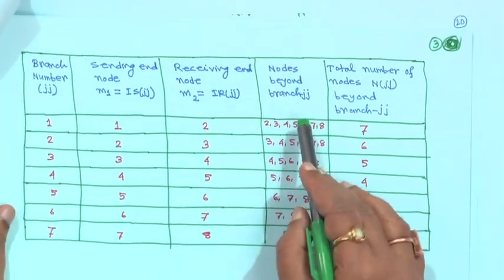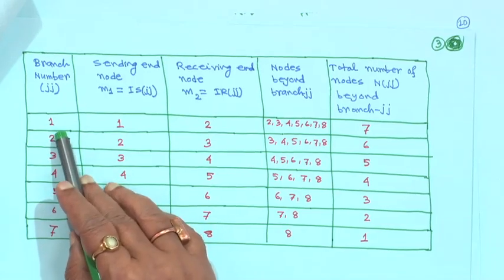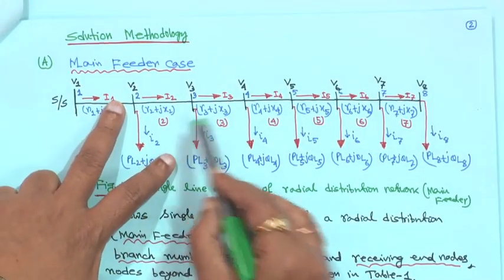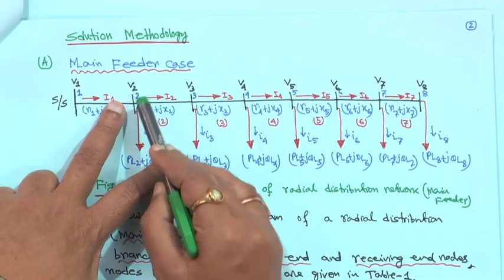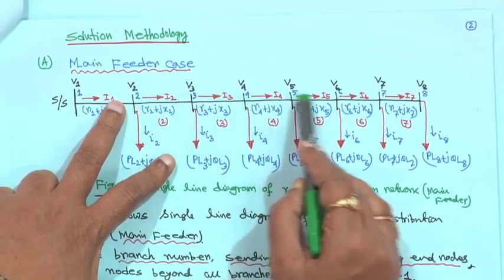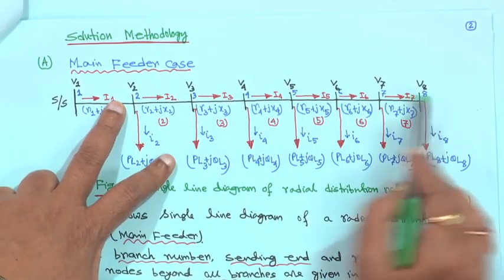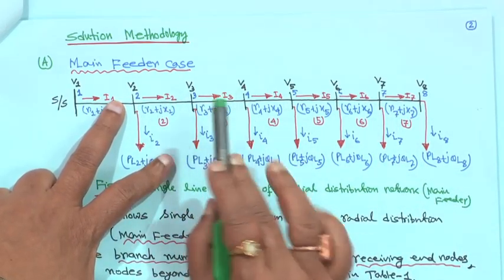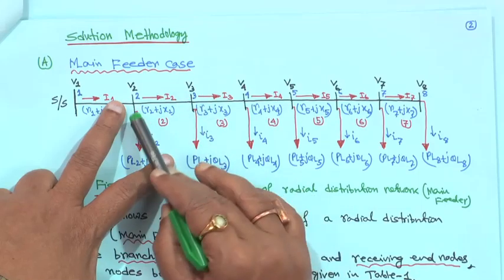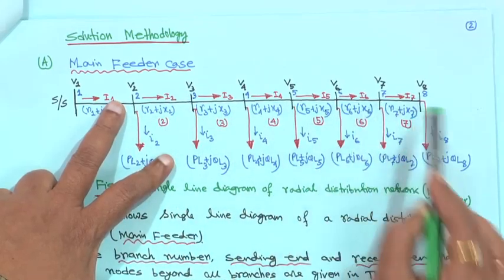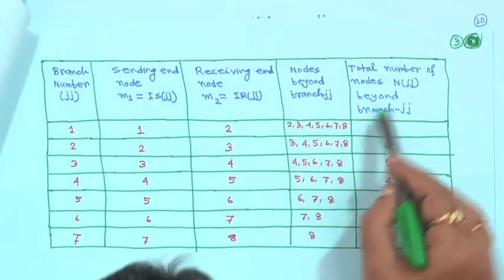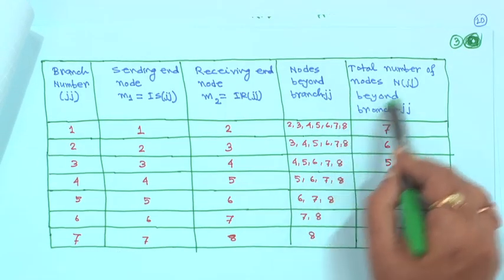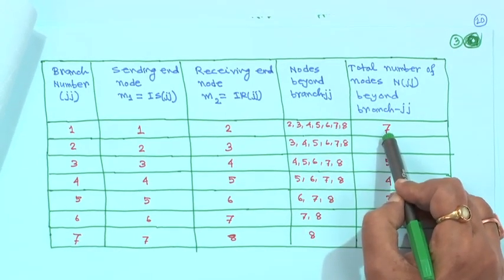So, nodes beyond branch JJ. This is branch 1. How many nodes are there beyond? First you count 1, 2, 3, 4, 5, 6, 7. 7 nodes are there, starting from 2 to 8. Do not count node number 1. You count how many nodes are there: 1, 2, 3, 4, 5, 6, 7. So, the total number of nodes beyond branch JJ: these are the nodes 2, 3, 4, 5, 6, 7, 8, and the total count is 7.